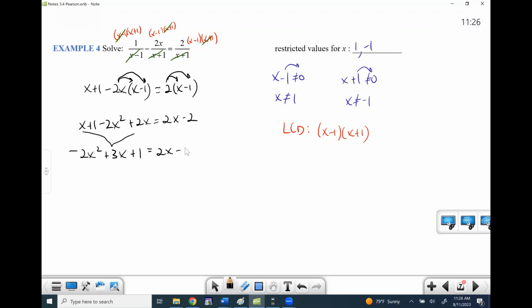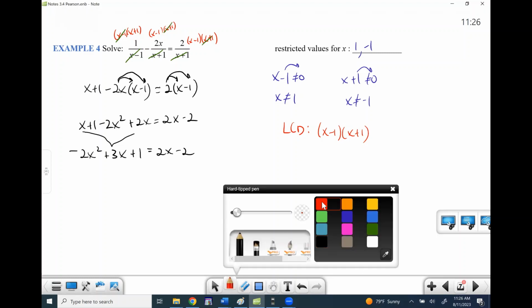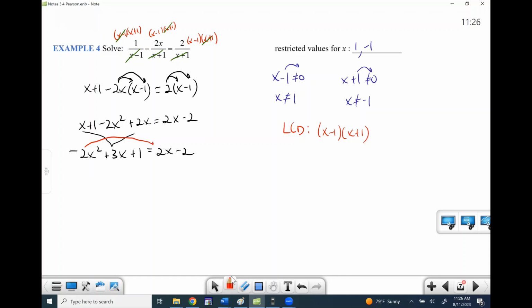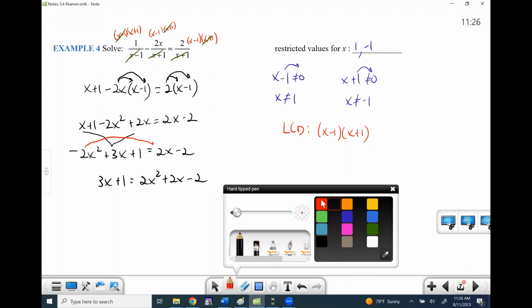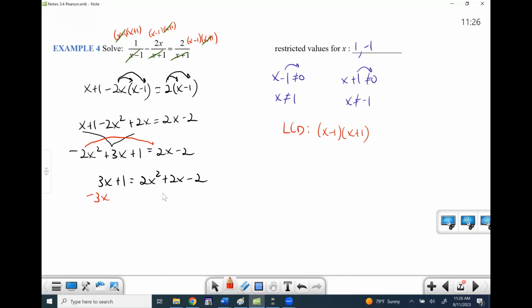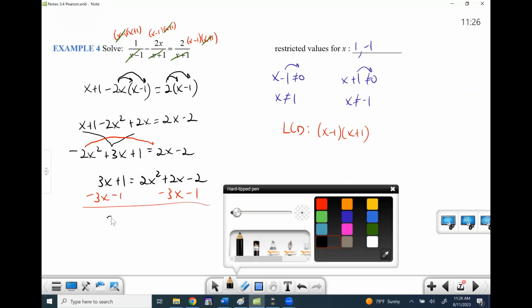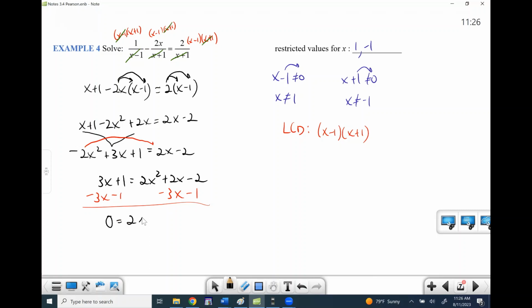Now I want to keep my x squared positive. So I'm actually going to move this over to the other side so that it is positive. And that means I'm going to move everything over to that side. So I'm going to move the 3x over, and I'm going to move the 1 over also. That way we have 0 equals.